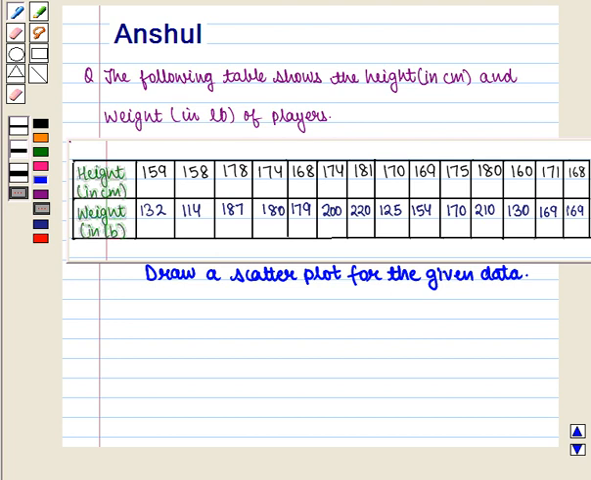In this session, we are going to discuss the following question. The question says that the following table shows the height in centimeters and weight in pounds of players. Draw a scatter plot for the given data.